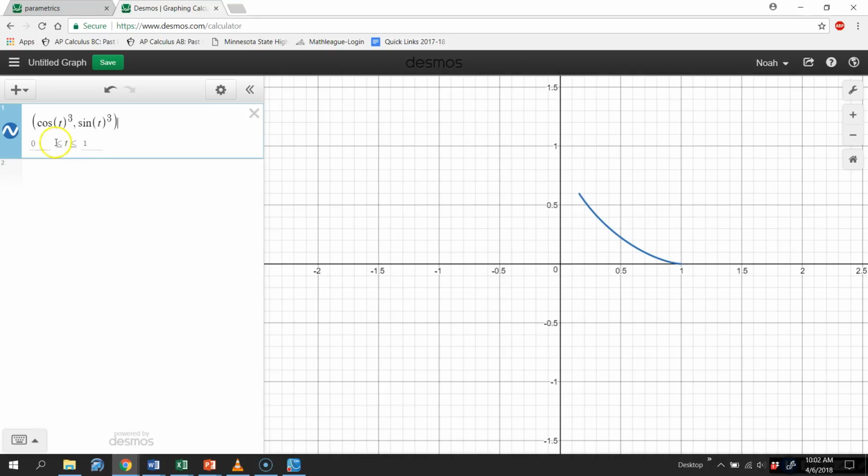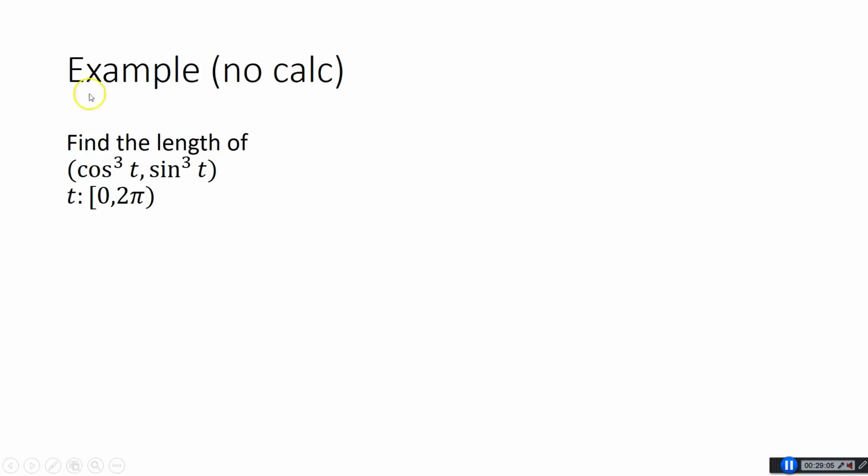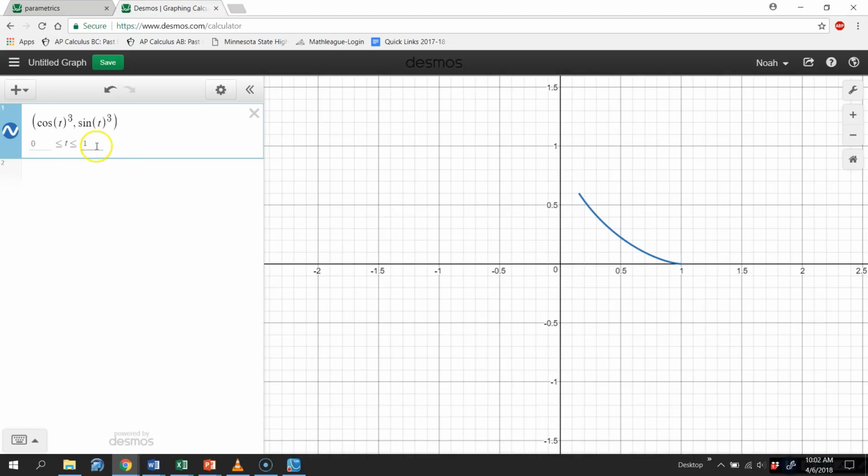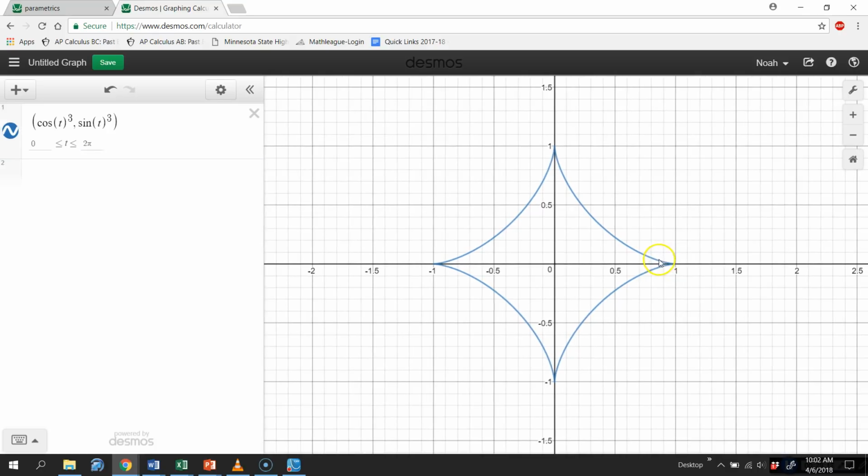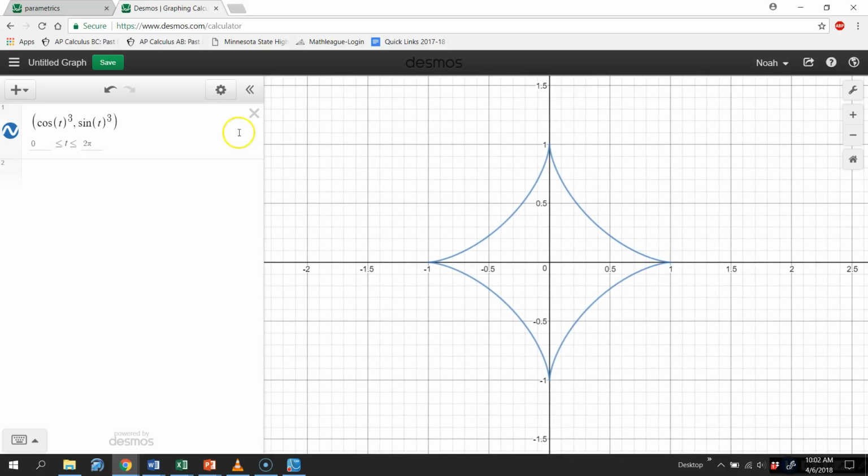Notice they know right away that you want to do it with parametrics. So they have t going from 0 to 1. I think we want t to go from 0 to 2 pi, so I'm going to make this go to 2 pi. There we go. Hey, look, it makes kind of like a diamond thing. So we want to find the arc length here. What we might be interested in doing is seeing what's going on on this curve. Let's see if they'll let me trace it. I don't know if they will.